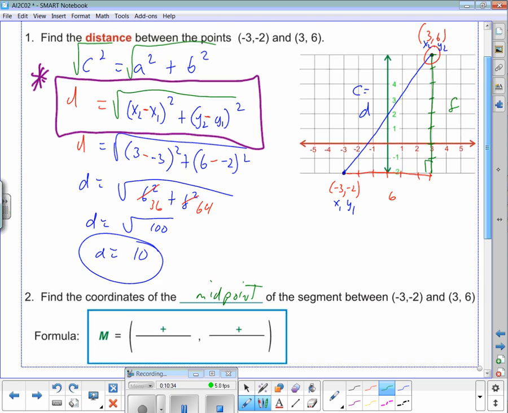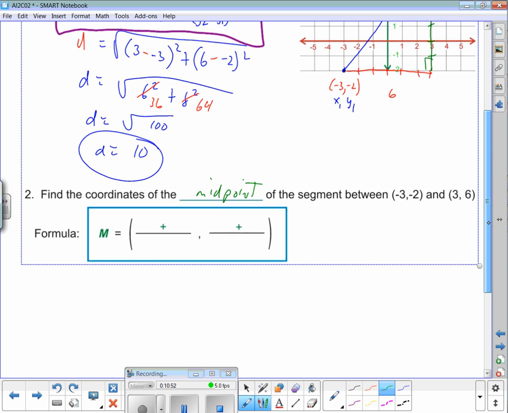So let me go back to the picture up here. We are looking for the point halfway between, right? We're looking for that point halfway between. You know, where is that halfway between point? Looks to me like it's at (0, 2), but is it really? I don't know. Well, you got a midpoint formula.